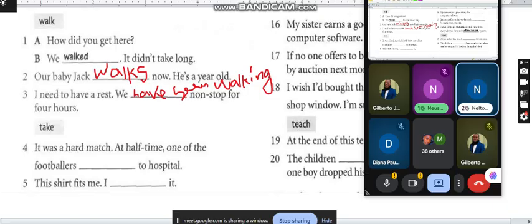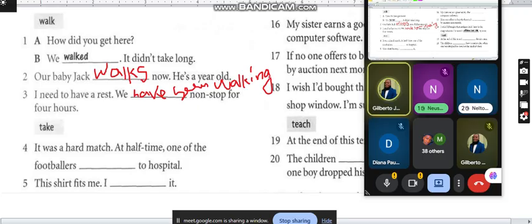Yes, for number four, I wrote was taken. Okay, do you have any justification? Yes. In this sentence, the subject didn't do the action. That's the reason why we use the past simple passive.